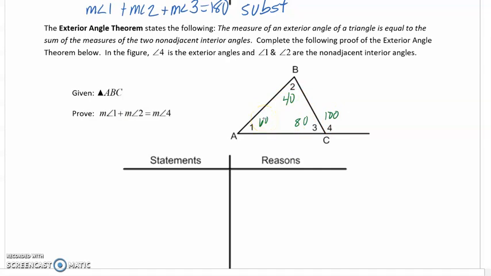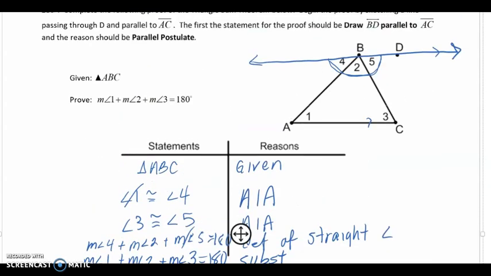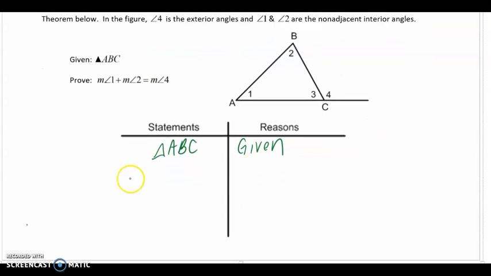So here I'm just going to show you why this is true, why the exterior angle theorem works. From here on out, after we show why, then you're allowed to use this anytime. So again, I'm going to say triangle ABC is my given.